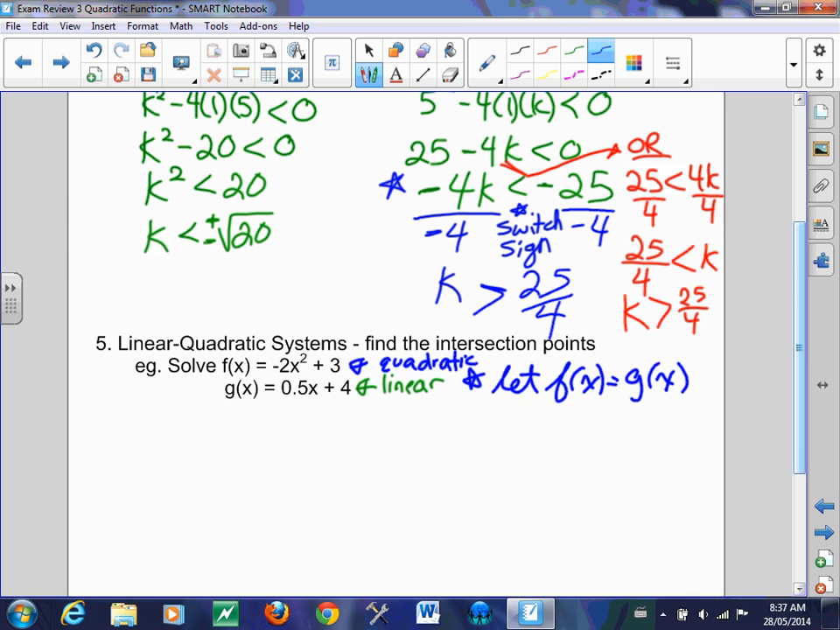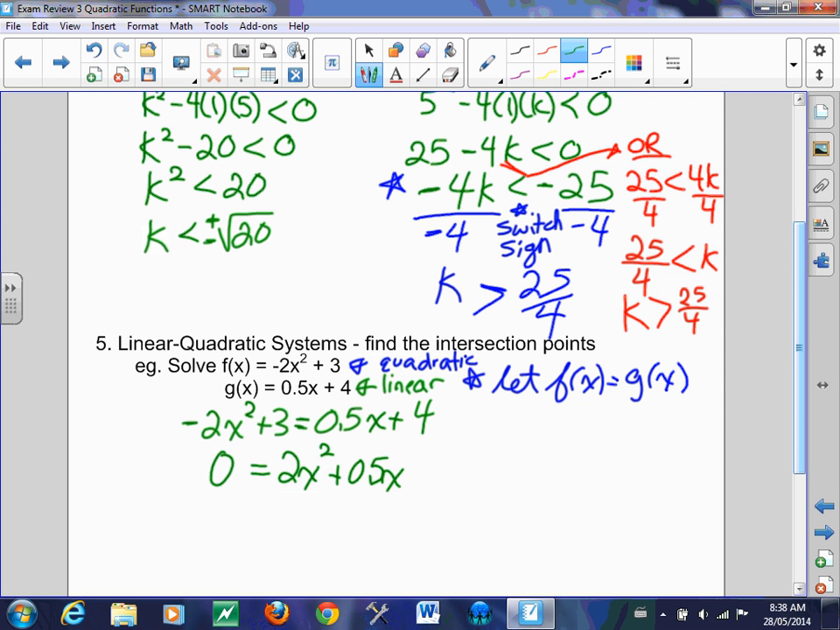Check your unit test on this one. I know we did one like that. Okay? So we will say negative 2x squared plus 3 equals 0.5x plus 4. And then what do we need to do? And then we have to solve. But in order to solve, we have to get 0 on one side. A is negative on this side, so I'm going to move everything over to the right side. So it's going to be 2x squared plus 0.5x. And when I collect like terms with my constants, I'm going to have plus 1.